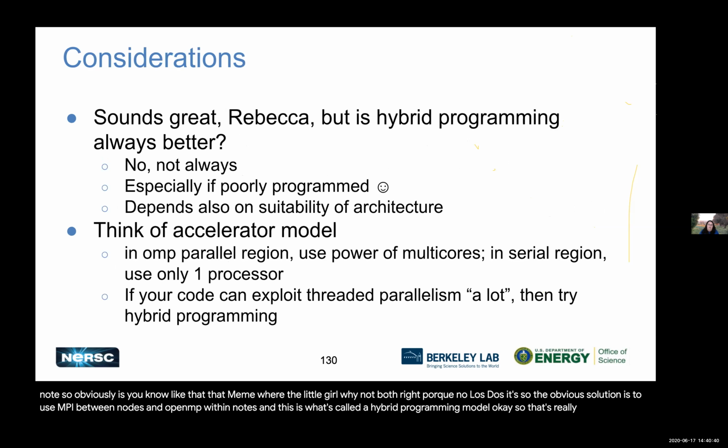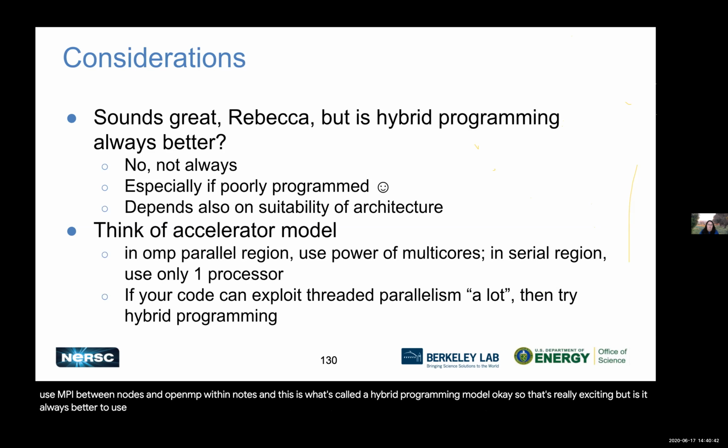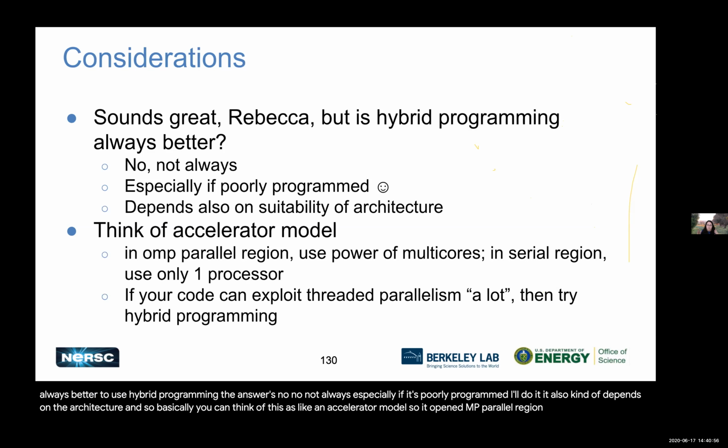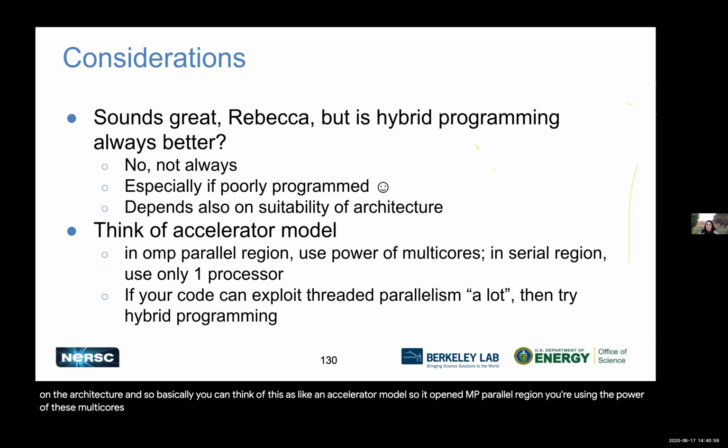Okay, so that's really exciting, but is it always better to use hybrid programming? And the answer is no, not always, especially if it's poorly programmed, don't do it. It also depends on the architecture. Basically you can think of this as like an accelerator model. In an OpenMP parallel region, you're using the power of these multi-cores. In a serial region, you're not. You're using only one processor. So if your code can exploit threaded parallelism a lot, for whatever value of a lot you think it should be, then try hybrid programming.